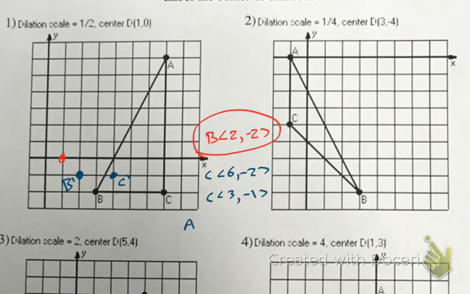And then for A, 1, 2, 3, 4, 5, 6. 1, 2, 3, 4, 5, 6. So that vector is 6, 6. So that means A prime would be at 3, 3.